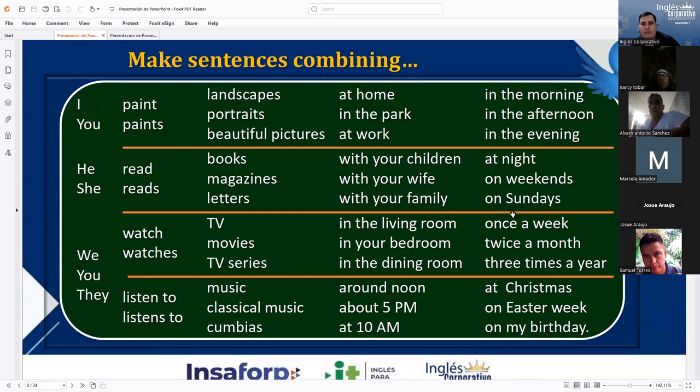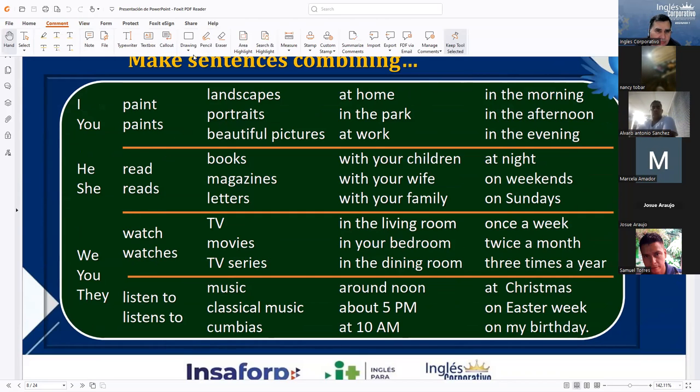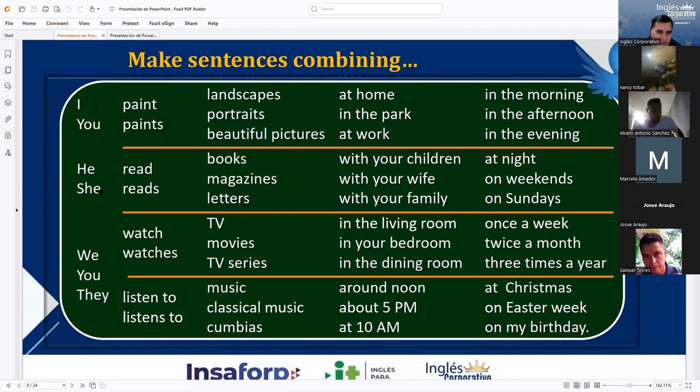Okay, let's see. We're going to make sentences like this. Yesterday, probably you needed more examples, okay? Let me see. Check over here. We say, he or she. Okay, so notice, he paints portraits in the park in the afternoon. She reads letters with her family on Sundays.